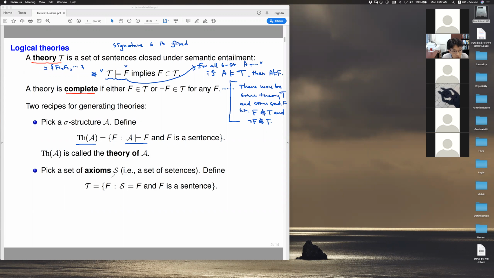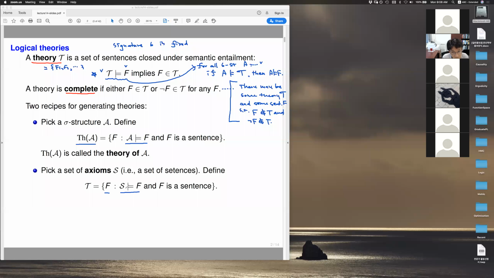In this case, we are collecting a set of axioms. So S is a set of first order sentences. It can be infinite, it can be finite, it doesn't matter. We collect a set of sentences, and they are called axioms. And then we define a theory T by collecting all the sentences F that follow from S semantically, okay? So we collect all F that satisfies this condition, which says this set of sentences S entails the sentence F.